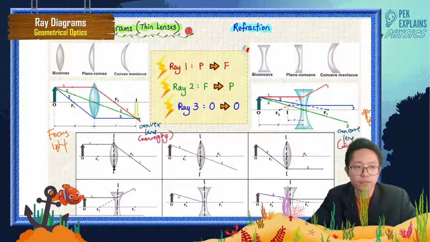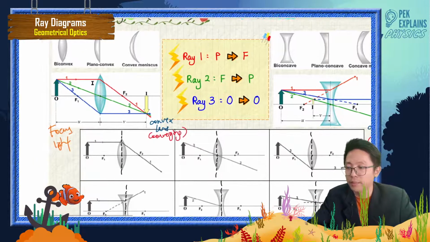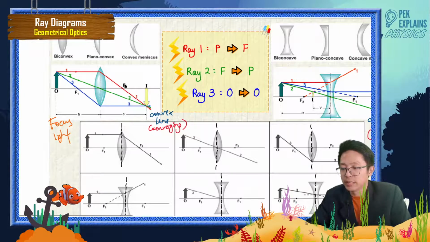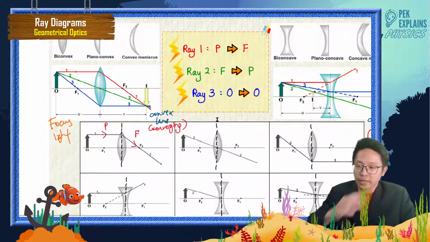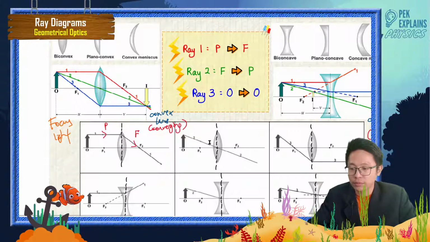So for the first ray, parallel to the focal point, you see that it comes in parallel and then converges to the focal point on the other side. And then for this one, this is ray 1, this is ray 3. Actually, this one is ray 2.